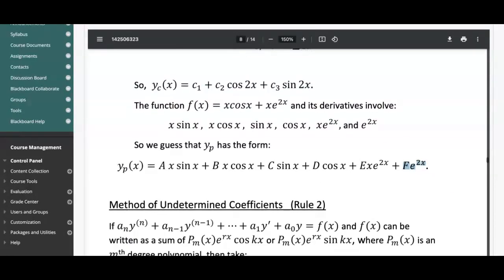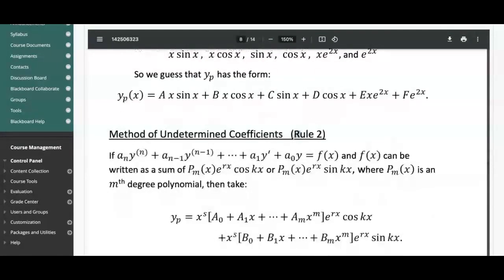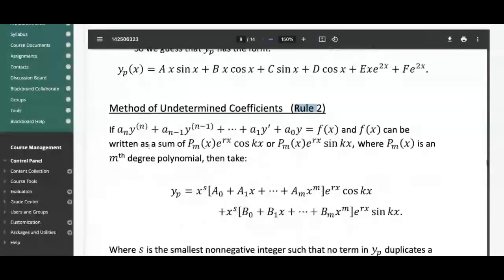Okay, no example for this. Okay, the second rule. So if we have this f of x can be written as a sum of some function of x e to the rx cosine kx, or some function of x e to the rx sine kx. Right? And this one is a polynomial of degree m. Polynomial of degree m.